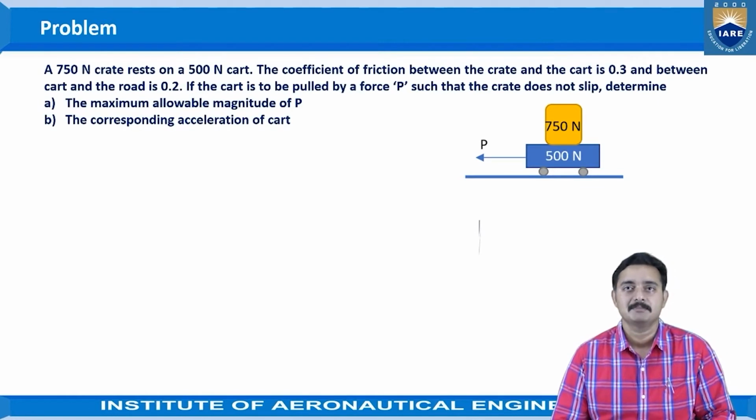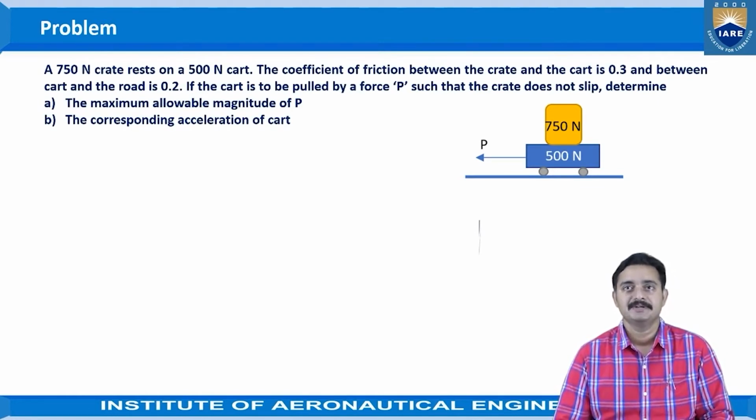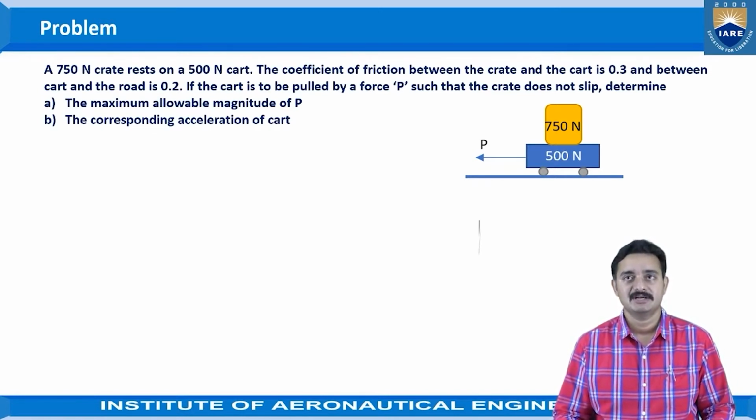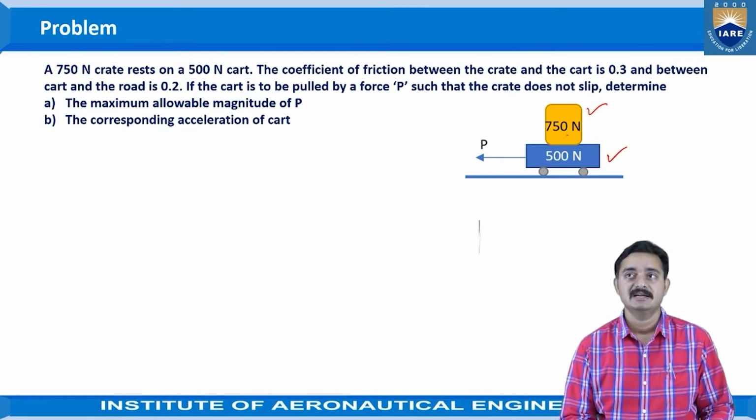Now let us do the problem on D'Alembert's principle, which is involved in the equilibrium condition of the bodies in the system. So the question given is, a 750 Newton crate rests on a 500 Newton cart. The coefficient of friction between the crate and the cart is 0.3. Here you can observe this is the crate and this is the cart, and there is the coefficient of friction between the crate and the cart. Okay, that means there is a friction that is prevailing between the two bodies.